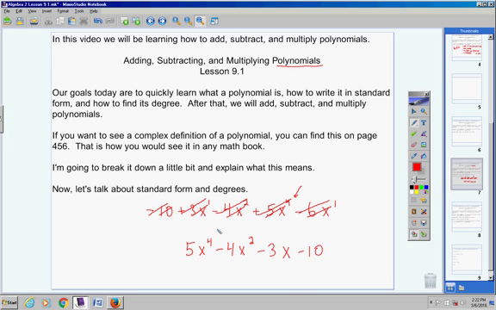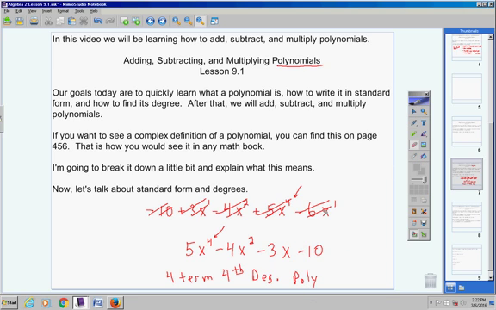What is the degree in this problem? It's a 4th degree. How many terms does it have? 4. So we call it a four-term, fourth-degree polynomial. A four-term, fourth-degree polynomial. There it is.